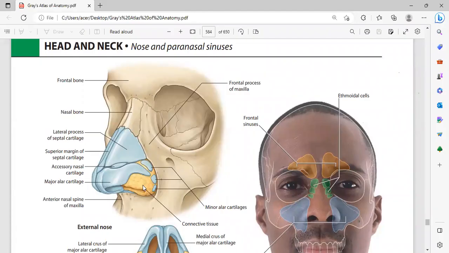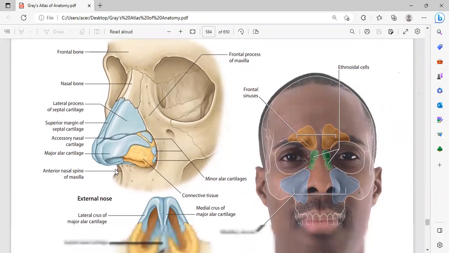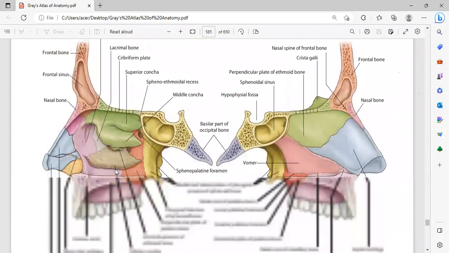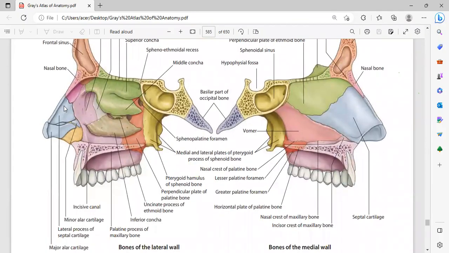So if you touch your nose, you can feel that the space on the side is more flexible than these other parts. That's because you only have fibrofatty tissue here. You don't have cartilage or bone. Okay, so that lateral cartilage here forms part of the lateral wall, and then here we spoke about this, the major alar cartilage, the accessory cartilage, and here the minor alar cartilage.